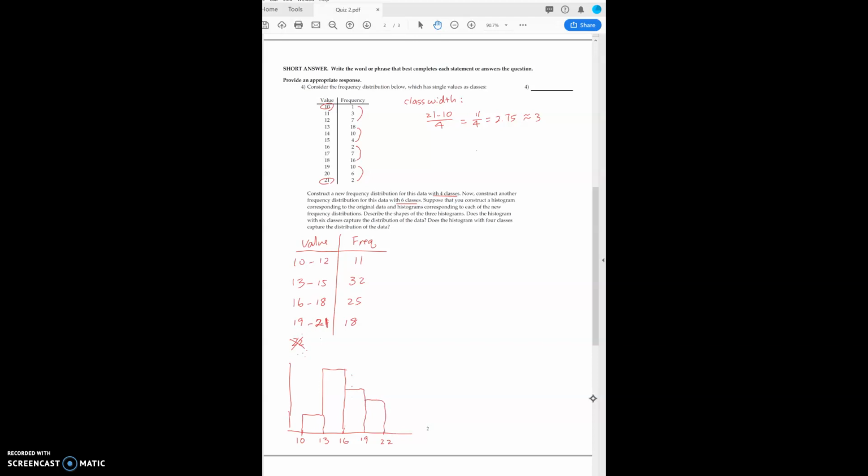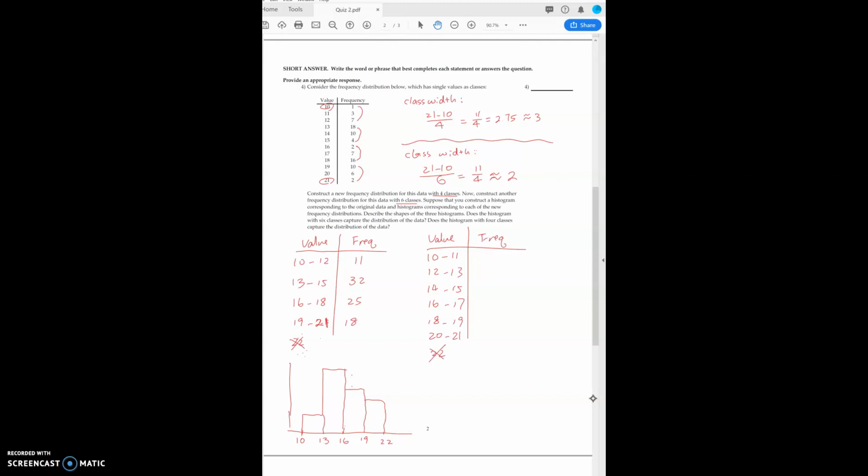Okay, now if I'm going to do it with a class of 6, or 6 classes, my class width is going to be about 2. So I'm going to group them 10 to 12, so 11, 12 to 14, so 13, 16, 18, 20, and 22, which is the one we do not want.